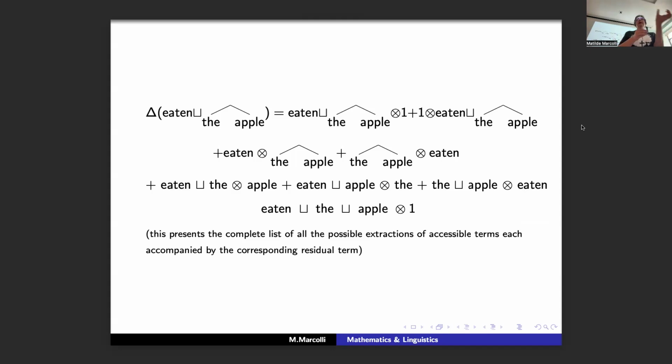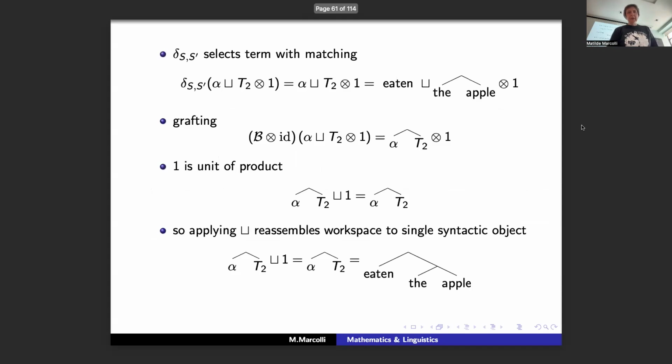And you only select a term where you have two components of the workspace in the left channel of the coproduct, and you merge those two. And whatever other components are in there remain as they are, and they're put back into the workspace by the product at the end. So the only term that gets selected is this, and then the grafting puts together the new structure, and the new workspace only has one component at the end. Okay, so this is an example of external merge.